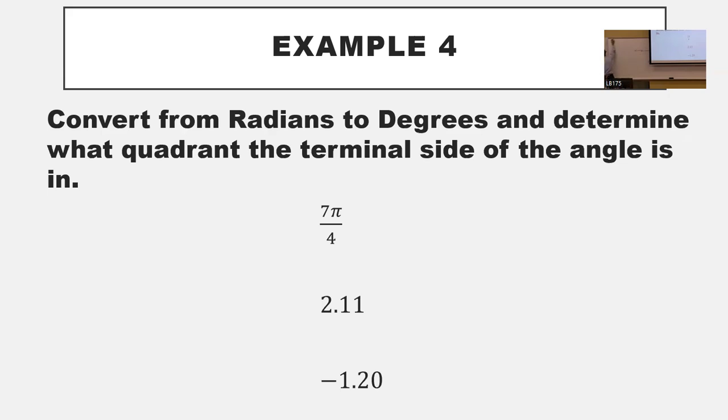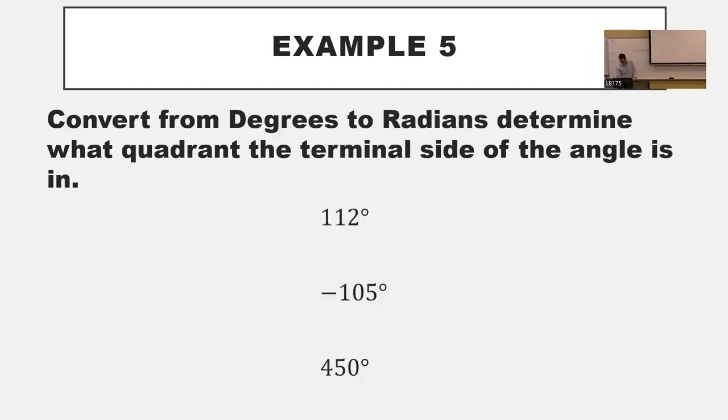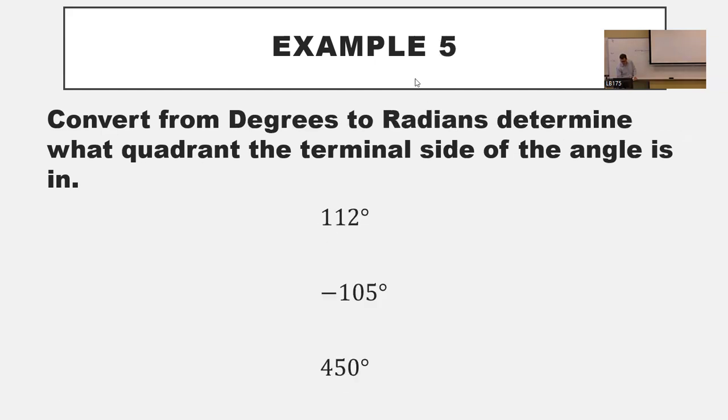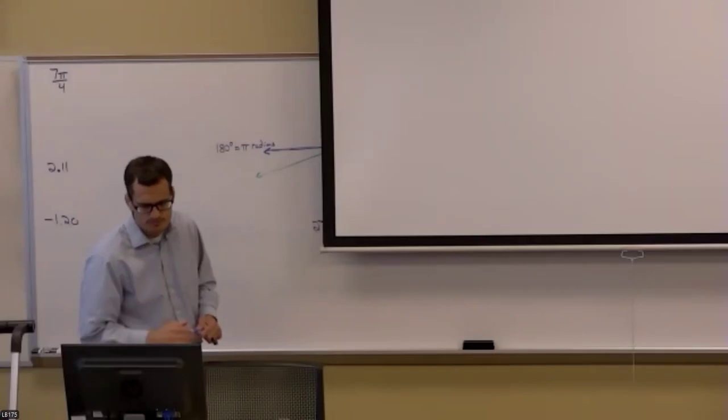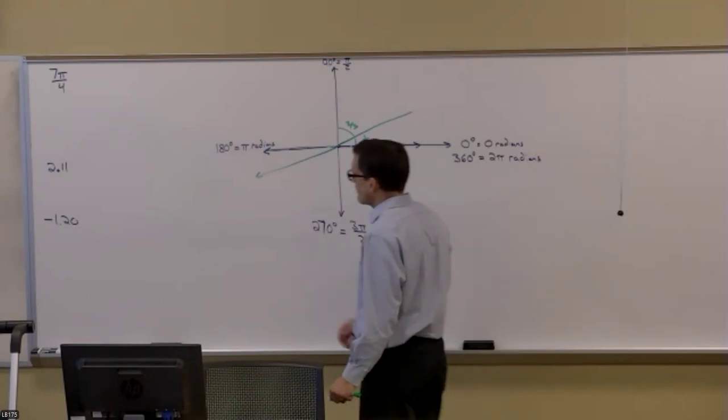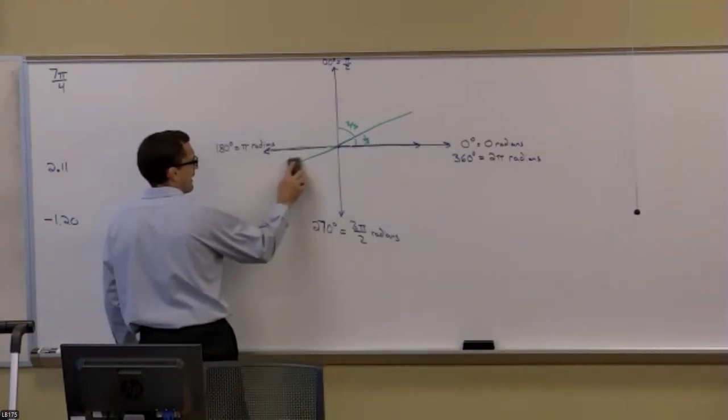Let me do this on the board. So let me write 7 pi over 4, that's radians. We'll also look at 2.11 radians. We'll look at negative 1.20 radians as well. And we'll determine where the terminal side of the angle is.